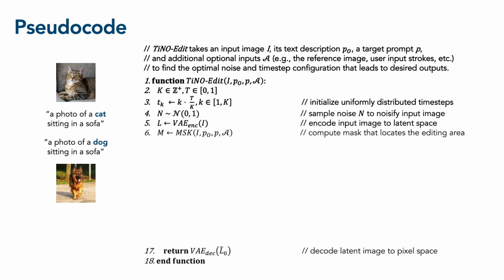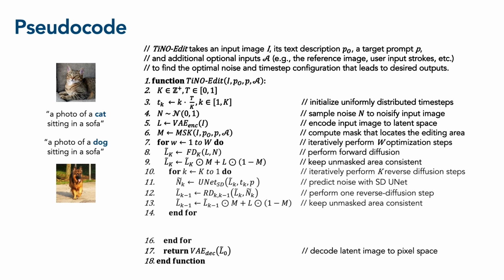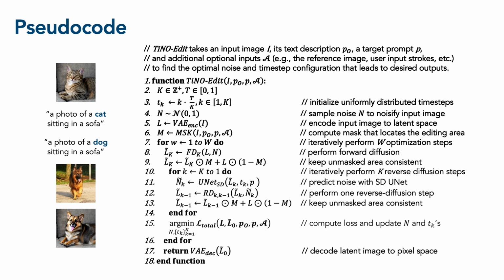The algorithm takes W optimization steps, where each step starts with image noisification via forward diffusion, except that the areas outside the editing mask are kept the same. Each optimization step consists of a complete denoising process from noisy image to pristine output. Again, we use the editing mask to maintain consistency. After a complete denoising process, the noise N and all time steps T and Ks are optimized with respect to our loss function. Finally, at the end of the optimization process, we decode the latent output image back to the pixel space.